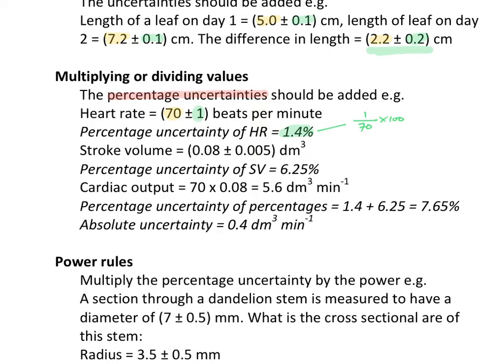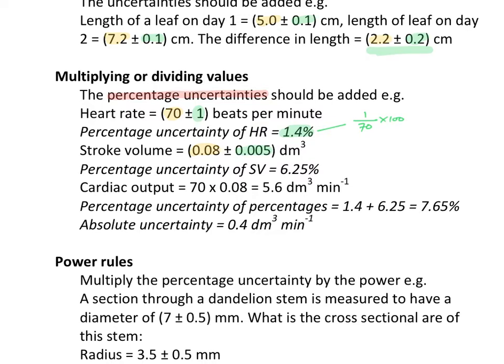Okay, next is the stroke volume. They're trying to work out the cardiac output: heart rate times stroke volume. There we go. So the stroke volume is 0.08 decimeters cubed, plus or minus 0.005 decimeters cubed. A decimeter cubed is a litre, remember, or 1,000 centimeters cubed.